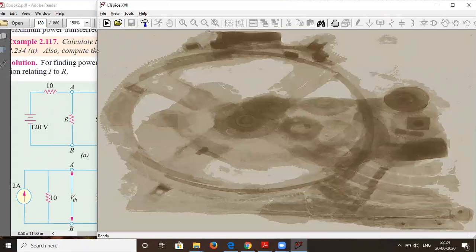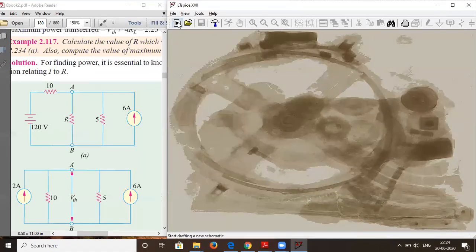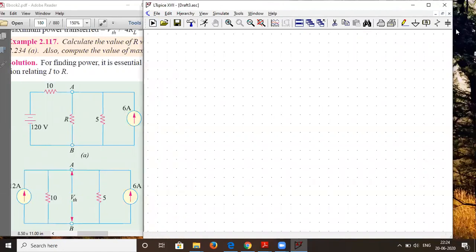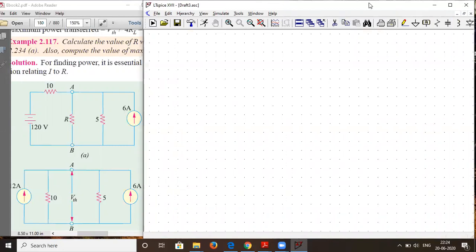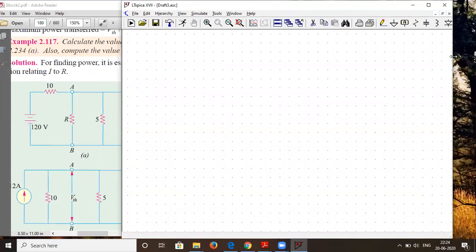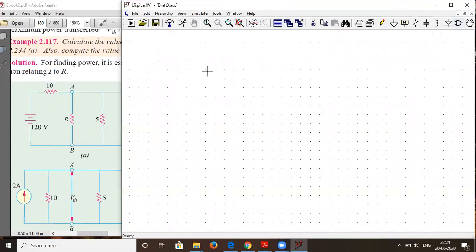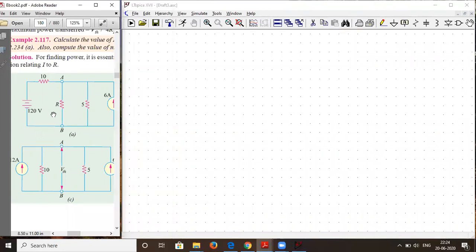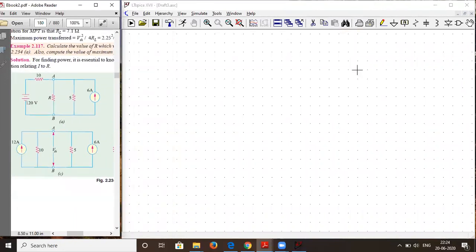Okay, and we'll go to the new schematic and directly build up the circuit now. So this is my new schematic. I guess I have to adjust the screen like this, so that, yeah, now it is fine. Let me just minimize this. Okay, so we are ready to work.